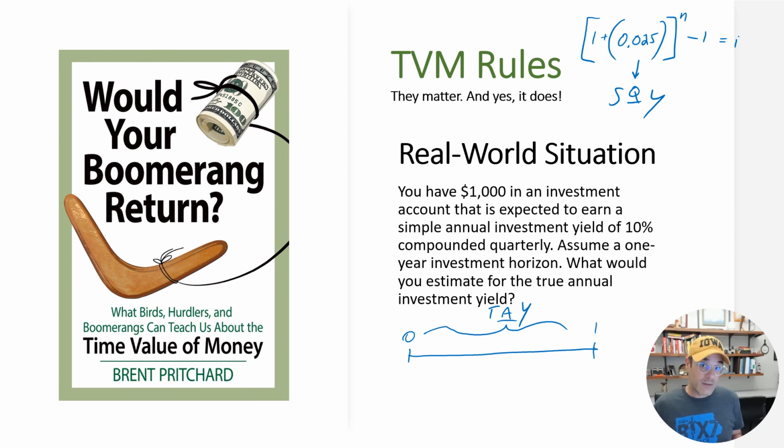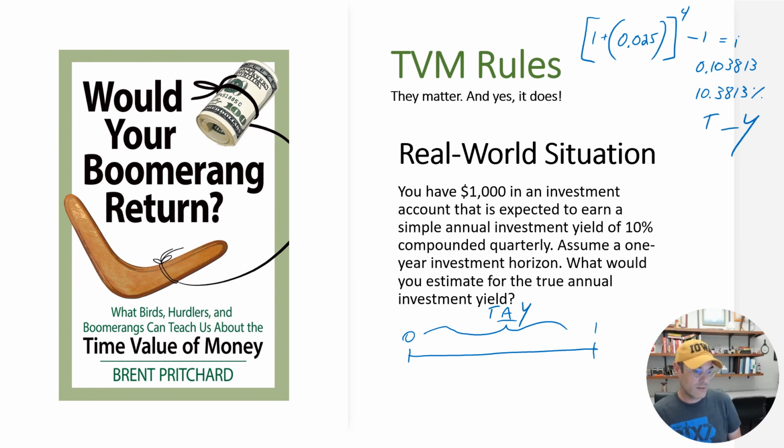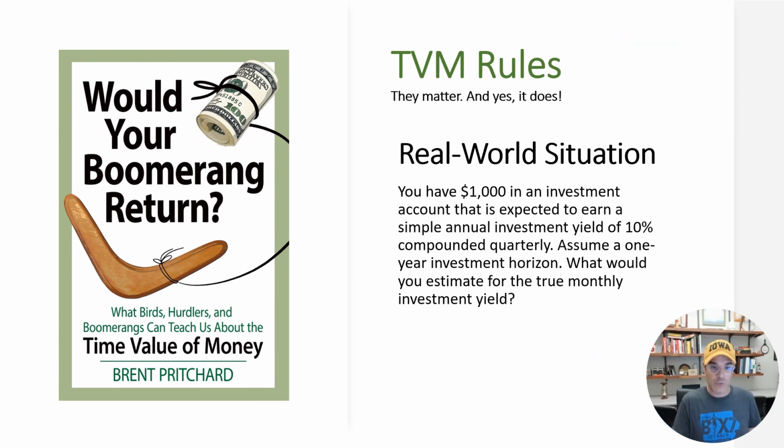How many quarters are in a year? The answer is 4. So that's the value for n. And when we work this out, we get 10.3813%. That is a, and that is the letter that goes here, that is a true annual investment yield. Again, that's the butterfly rate. It's the only rate that will fly. It's I. It's what we're looking for. Let's move on to the next real-world example.